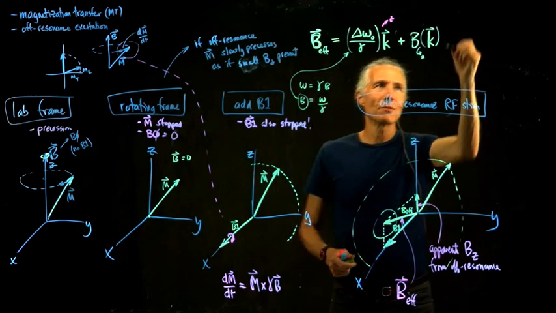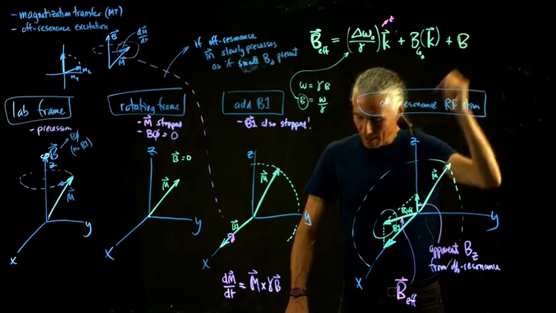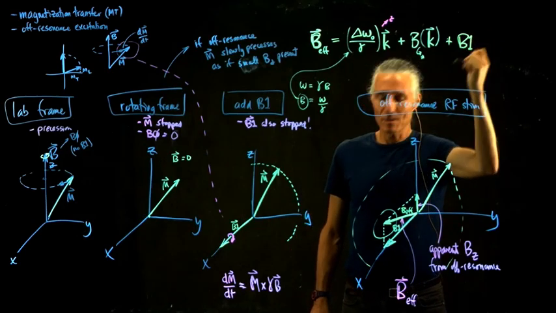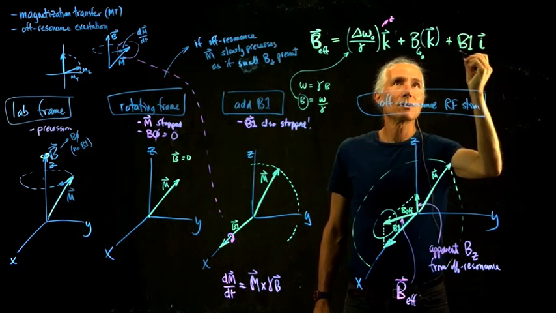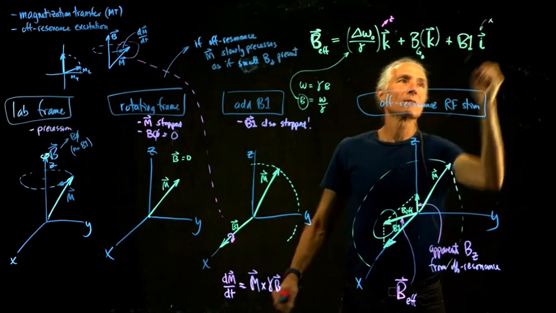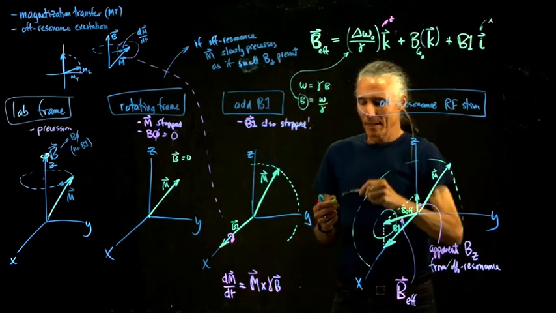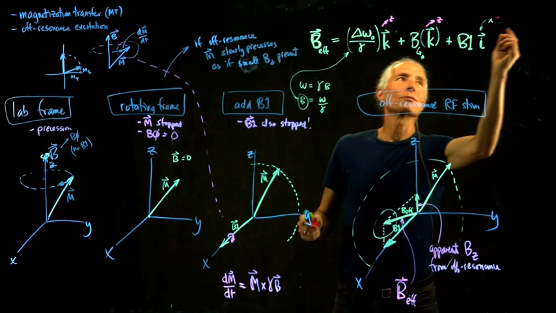And then finally you have the one that we already know about, which is basically B1. So here's the actual RF. This is a real thing. And for now we were talking along the x-axis. That's why I put the I there for x, whereas K is Z. So you'll see this equation.